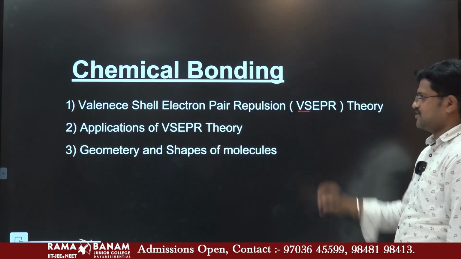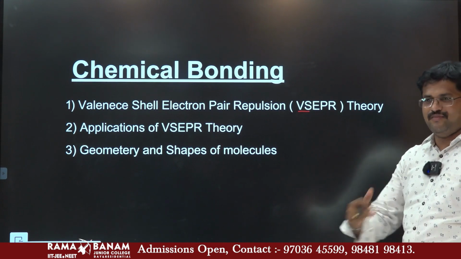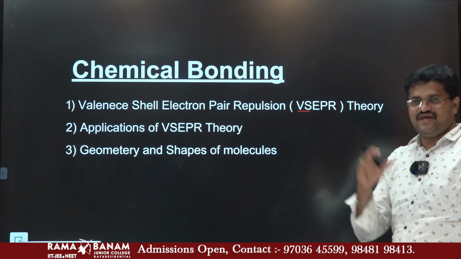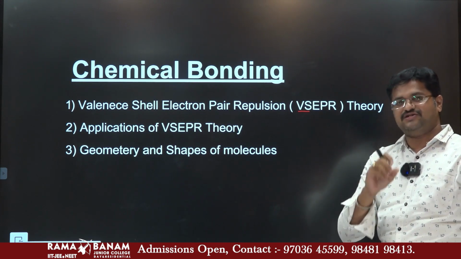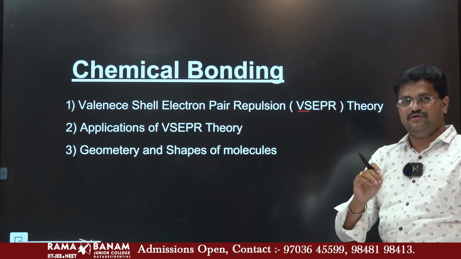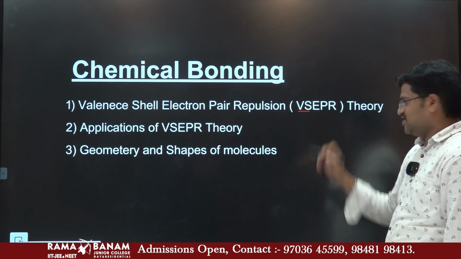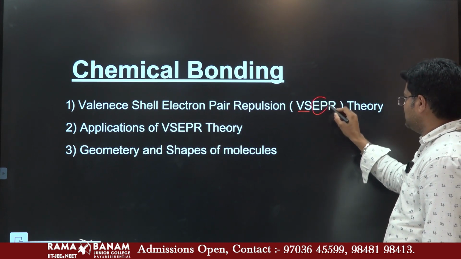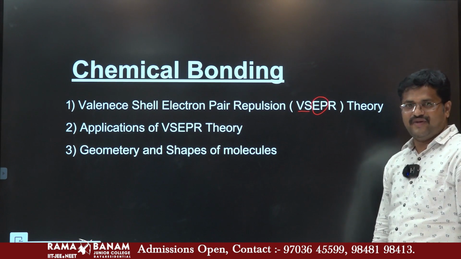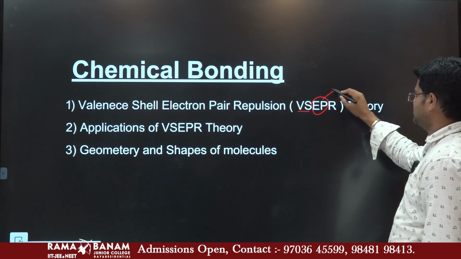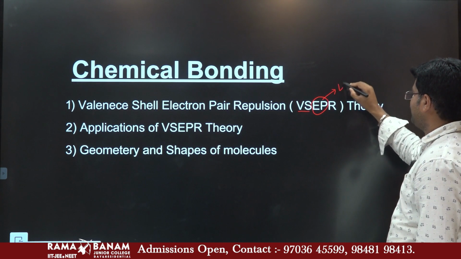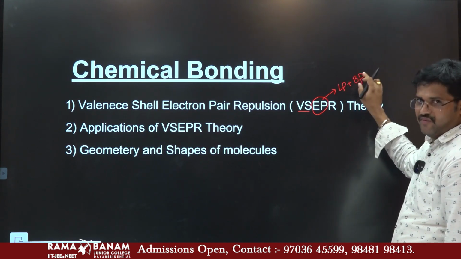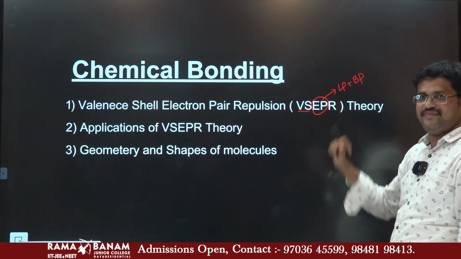So, valence shell: if you take any atom, a number of shells are there. The last shell is the valence shell. The chemical properties, chemical reactions and geometry of the molecule depend on valence shell electrons. In the valence shell of any molecule, electron pairs are there. Electron pairs are of two types, lone pairs and bond pairs. Lone pairs and bond pairs are called electron pairs.